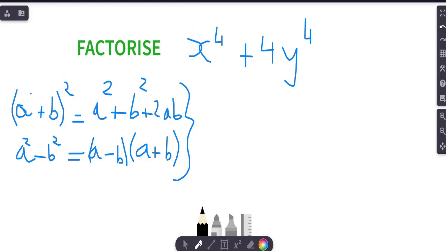Hello everyone, welcome back. So today we are going to factorize an expression. How to factorize x to the 4 plus 4 multiplied by y to the 4. Okay, this expression.